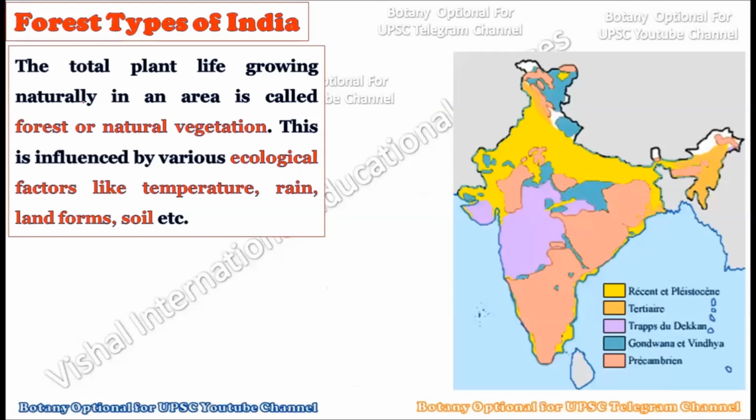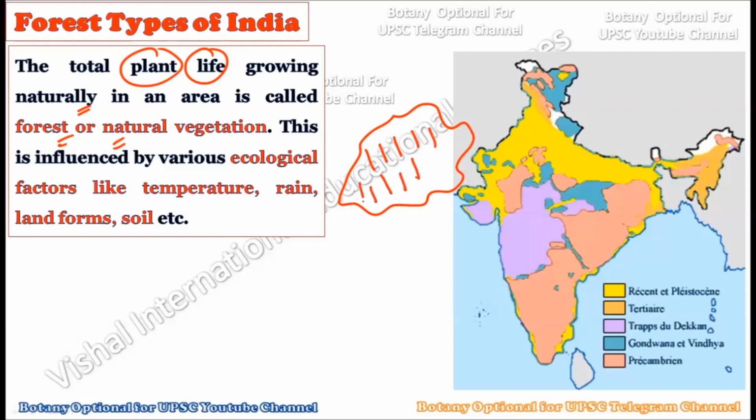See, the total plant life which is growing naturally in an area is called forest or natural vegetation. So if you consider all of the plant life which is growing naturally in any area, for example, this particular area is holding much plant life, and this plant life shows some similarity with each other. So this whole area is considered as a natural vegetation or forest.